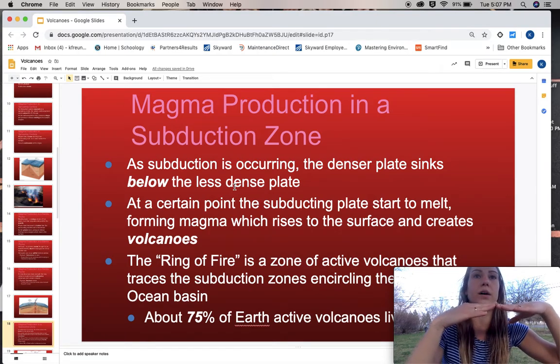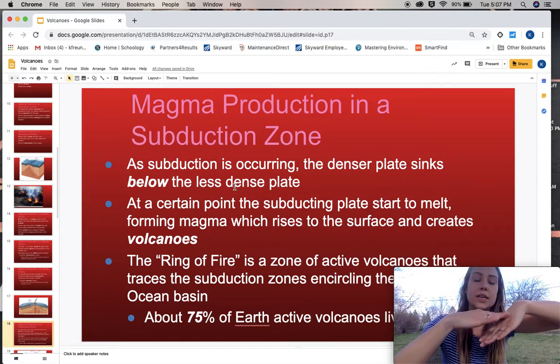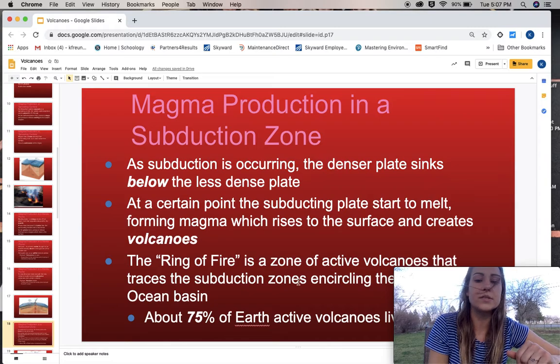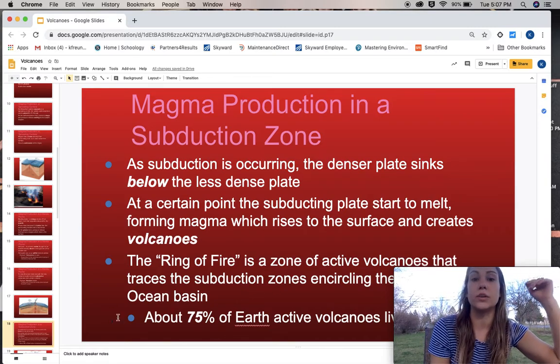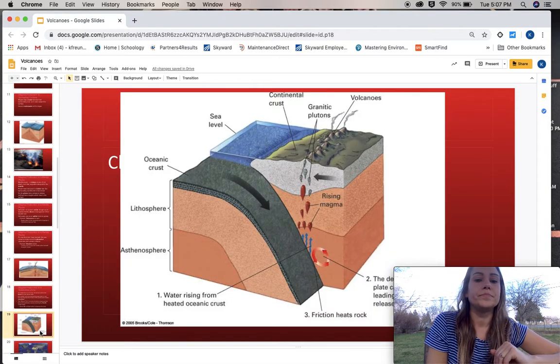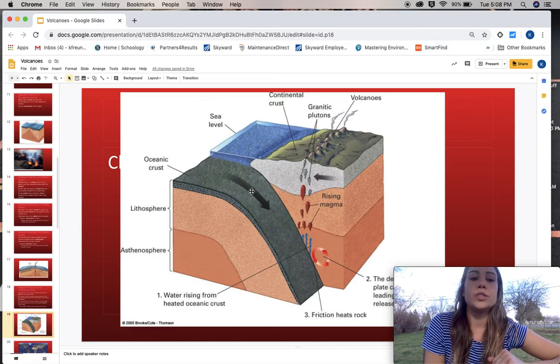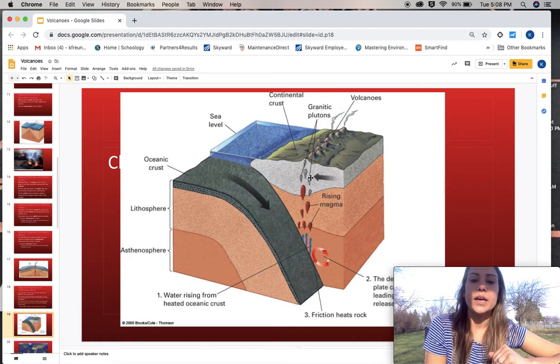So we have dense oceanic crust sinking below less dense continental crust. And that's how about 75% of our active volcanoes are actually formed, is that subduction happening. So you can see this a little bit better than just my hands in this nice diagram here. So dense oceanic crust subducts underneath. As it does, it melts. And so then we get that rising magma from that melted rock, and here it forms those volcanoes, right?